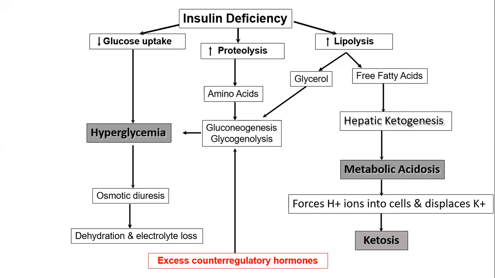So the patient is having insufficient insulin in the body. So this patient will have reduced glucose uptake. And if this patient has reduced glucose uptake, there will be excess glucose in the body, which is called hyperglycemia. If there is excessive glucose in the body, this will result in excessive glucose excreted through the kidneys, resulting in what is called osmotic diuresis. And in osmotic diuresis, you know that the water comes out of the body together with sodium.